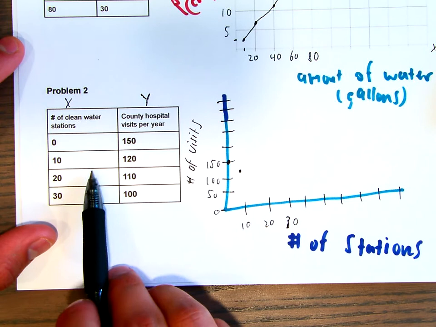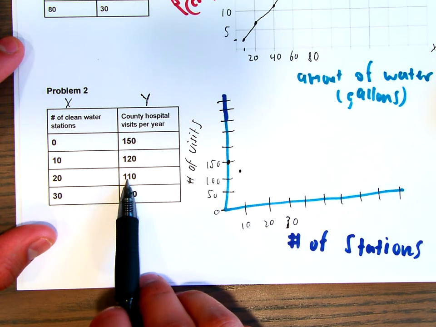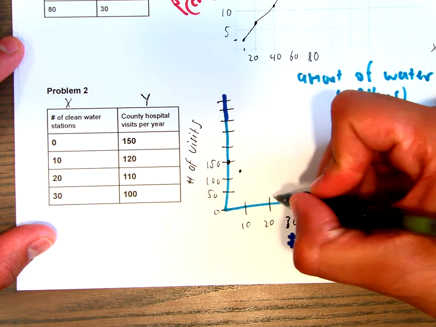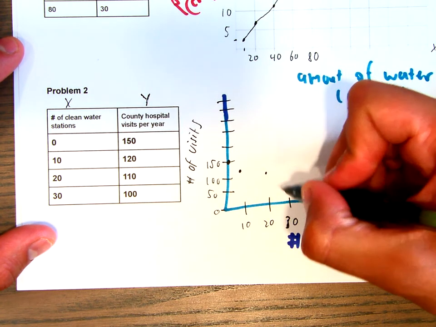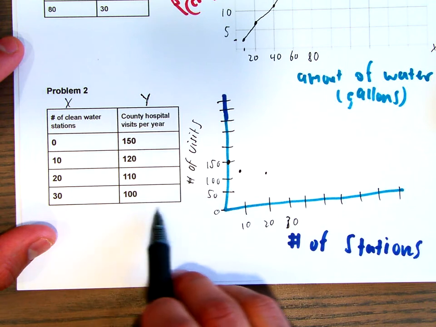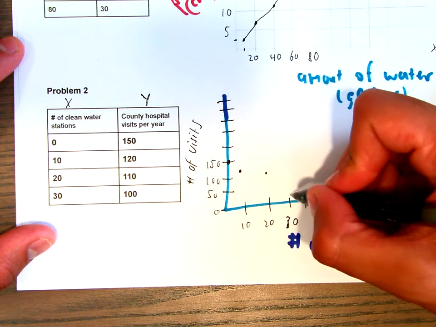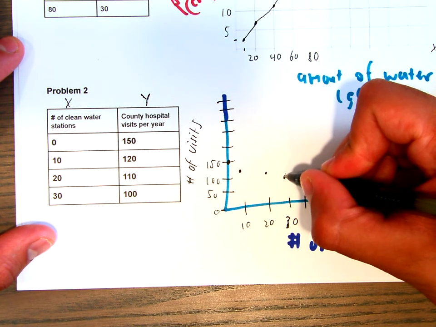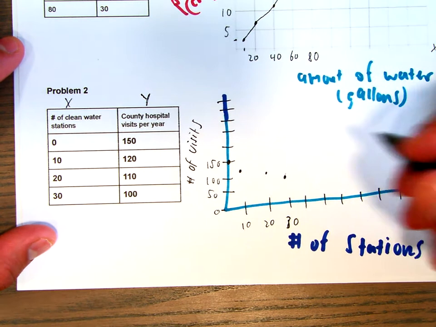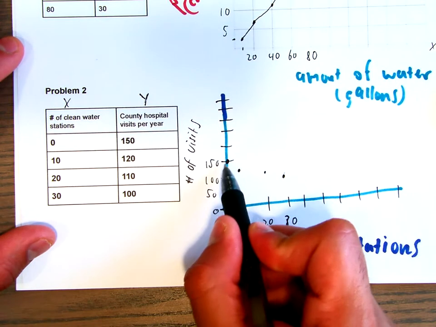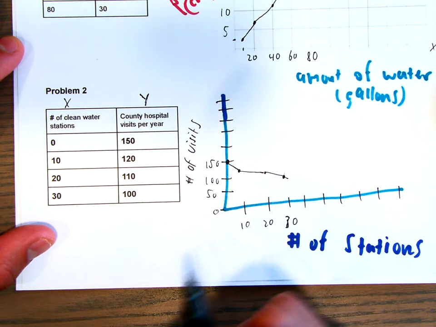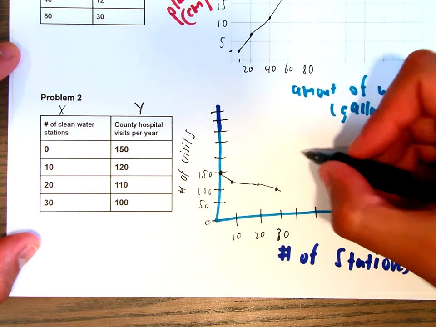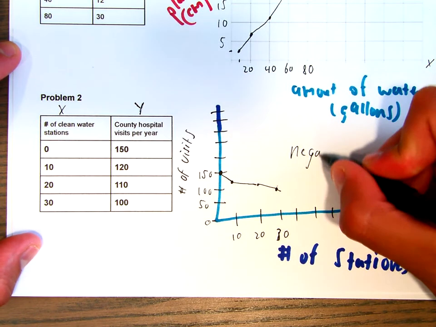Then when I added 20 water stations, it dropped down to 110. So not too much difference, but it dropped down a little. Then when I added 30 water stations, we had only 100 visits per year. So it would be lower than that because this was 110, right? We connect my graph. Connect, connect, connect. Okay? So that's what we would call a negative correlation.